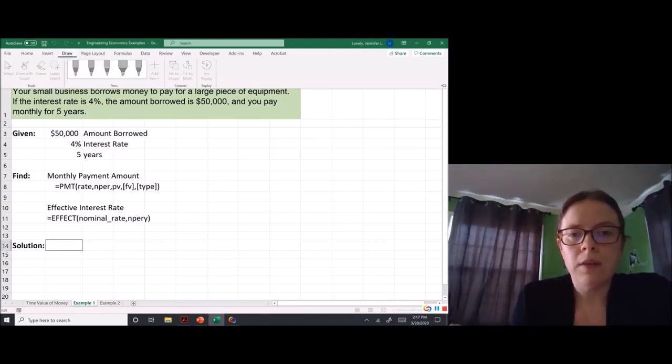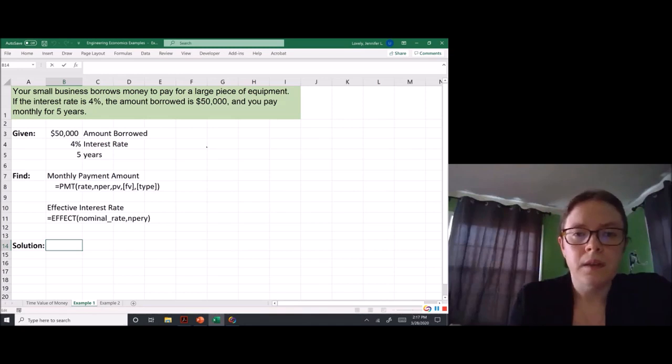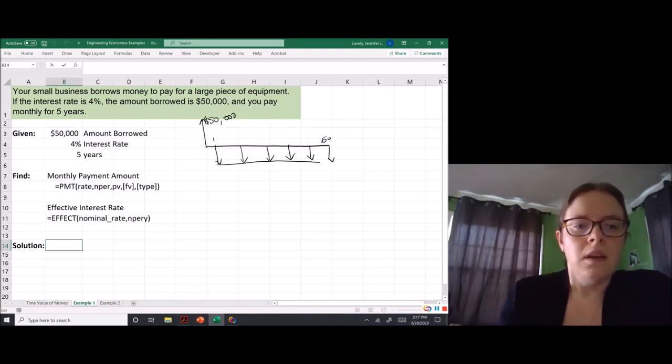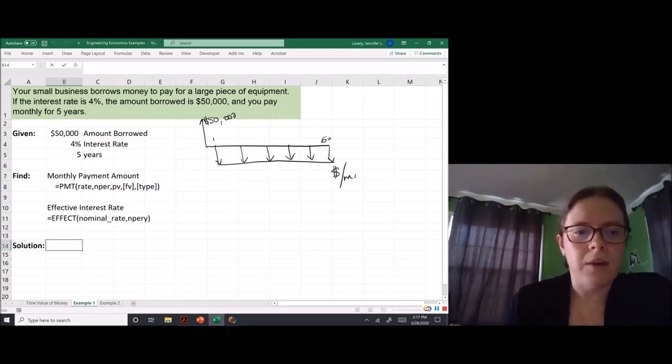Okay, so I'm going to draw a straight line here. $50,000 is what we borrowed. So we can treat that as money in our pocket. And then starting with month 1 all the way up to month 60, we are going to be making monthly payments. Okay, and I'm not going to draw 60 arrows down, but you get the point. So we want to know what's the amount of money per month that we're paying off on this. Okay, that's our A value.